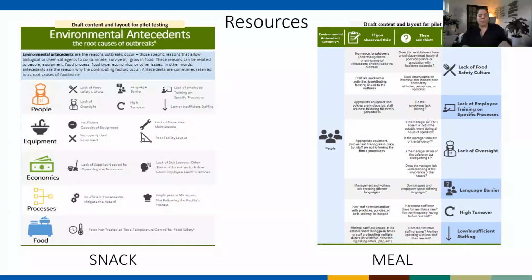Okay. So just to talk about how some sites have used this environmental antecedent data: in New York City, they adopted the NEARS instrument as their official guide to investigate outbreaks. And they noticed that one of the antecedents that was reported a lot was the lack of sick leave. So they've started to advocate for mandatory paid sick leave in their jurisdiction. So people are using this data to try to make policies and practices in their jurisdiction, and it's really encouraging.